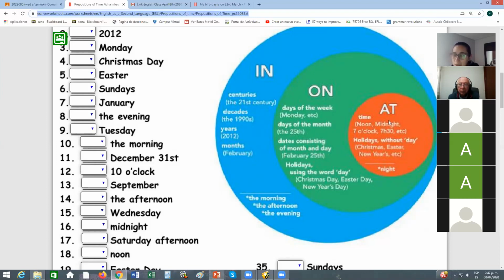Preposition at, as we said before: the time, no? Noon, midnight, night, 7 o'clock, right? The holidays, the general holidays, without the day word, okay? Los festivos sin la palabra day, okay? Preposition at. Keep in mind the difference, no? On, day; at, no word day. According to this, let's practice in here.